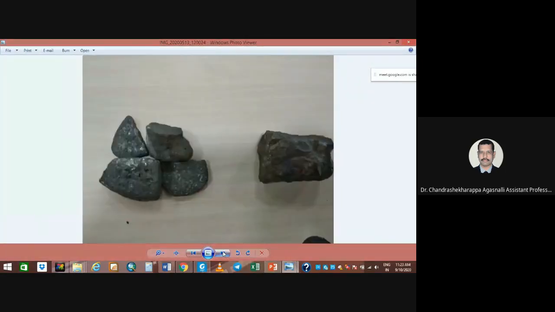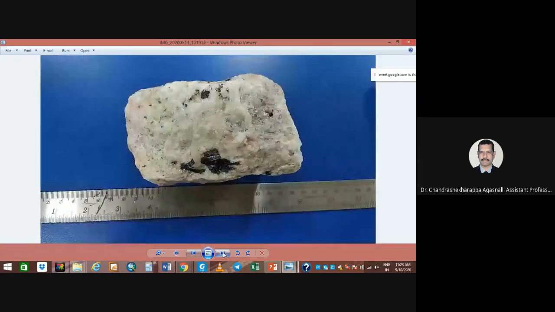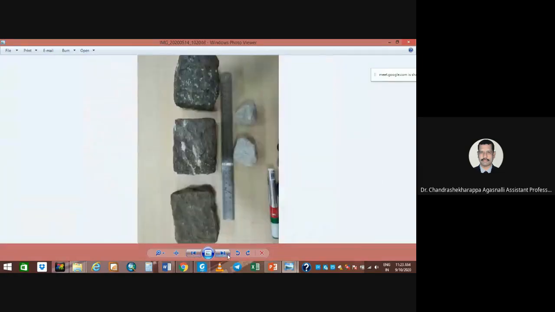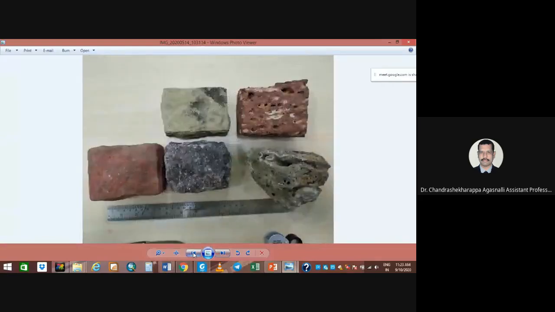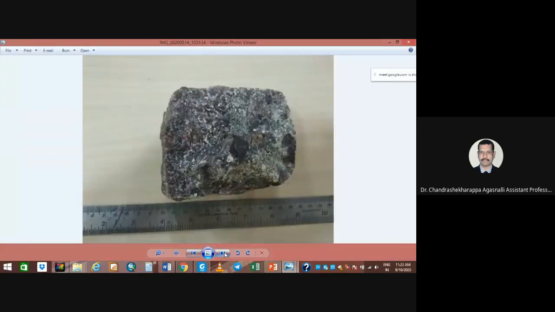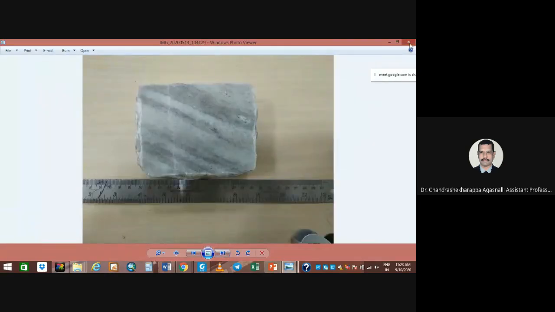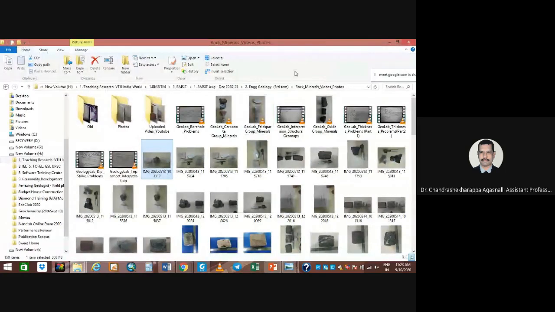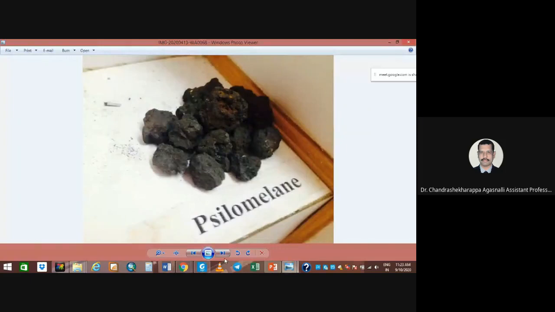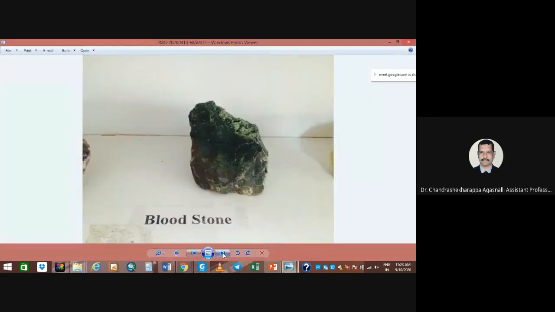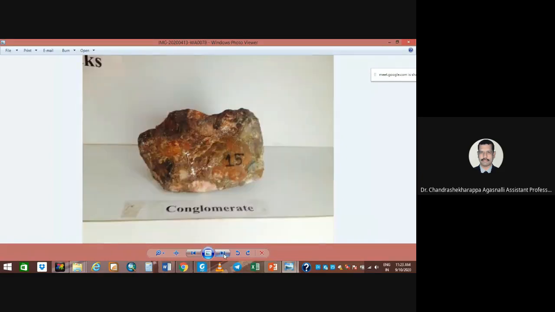Iron, calcite, copper. Let us have the corundum substance, to show you the corundum, that is a very typical one.